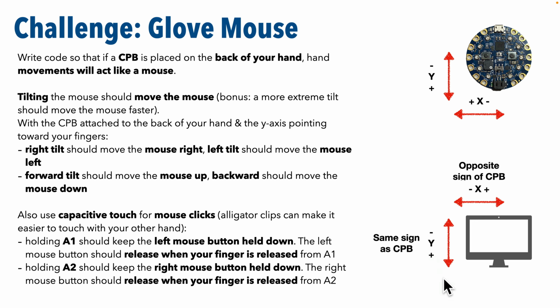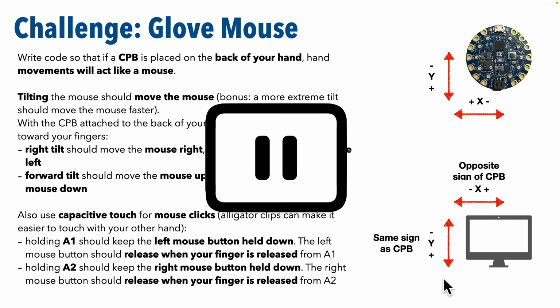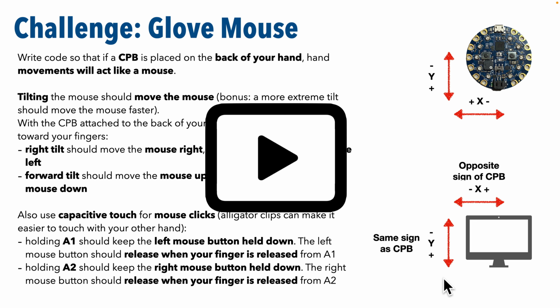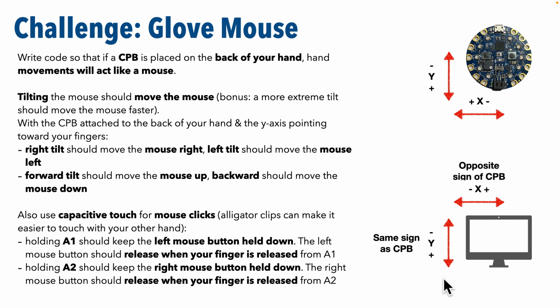I suggest at first moving up, down, left, or right 2 units at a time. But if you want to go for that bonus stretch goal, then you can try to use the accelerometer to detect an even more extreme tilt. And if that happens, then you can try to move the mouse faster, say 10 units at a time. So why don't you give this a shot? Pause. Work through this. It is a good skills challenge at this point in your CircuitPython career, but I know you are up for it. And when you're ready, resume, and let's compare answers.